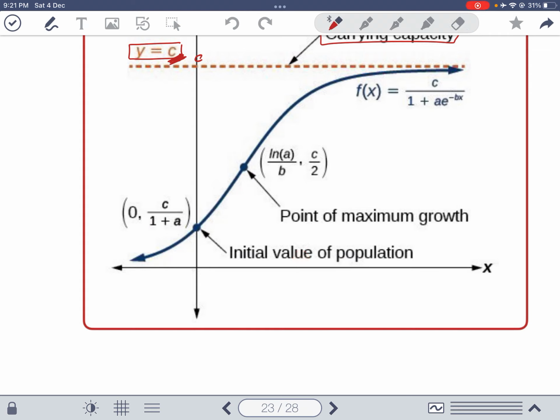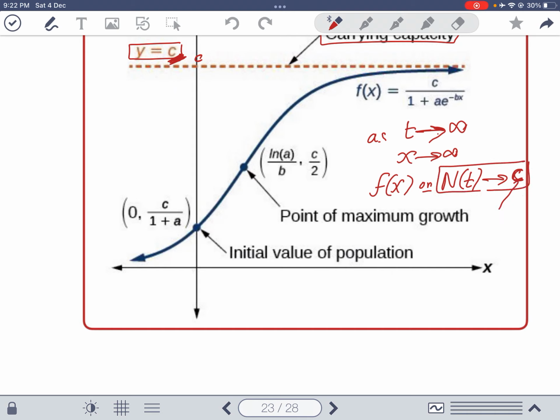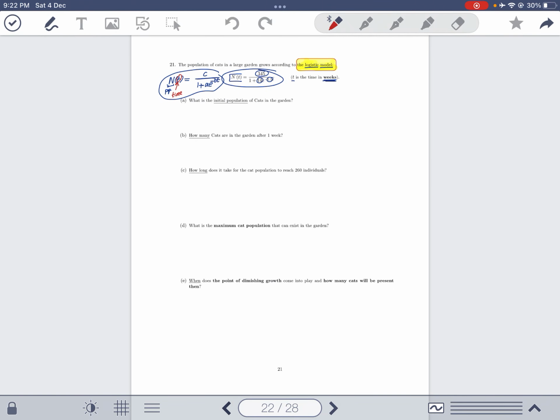Okay, good. And another thing is that as x or t goes to infinity, we know that the function f of x, or if it's a population n of t, must go to c, to the carrying capacity. C here is the number that's on top. That's the maximum possible. Always look for this number. It's the maximum possible.